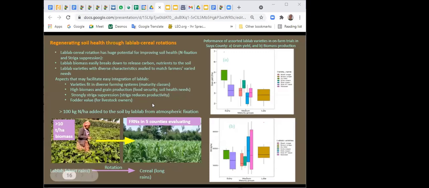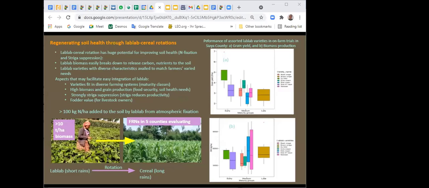Again, I said that lab is kind of a multi-purpose legume. There are farmers who are primarily interested in lab for food security, others for fodder, others for soil health, and others for Striga separation. So our strategy is to give farmers a diversity of cultivars of lab, so that those who are interested in grain and soil fertility, Striga, and so on can find a variety that can fit that purpose.